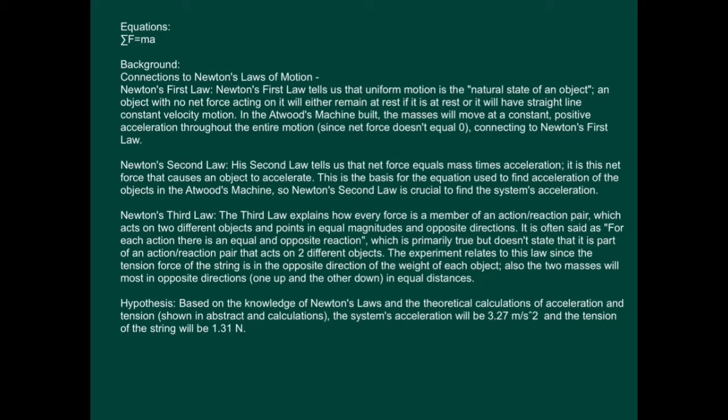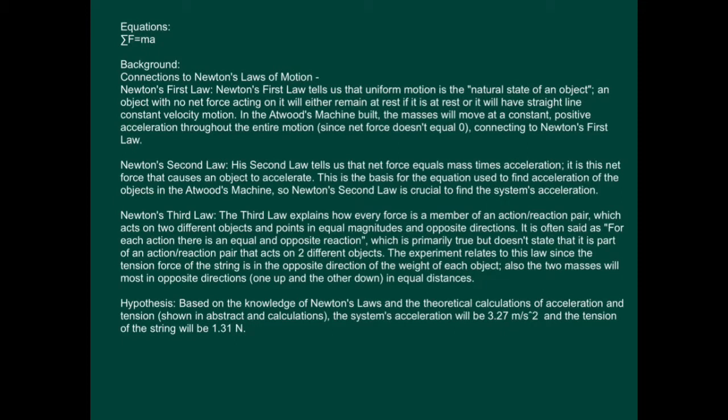Background. The equation used for the calculations and experiment was only one: the net force equals mass times acceleration, which is also Newton's second law. The connections to Newton's first law of motion, which is that uniform motion is the natural state of an object, essentially saying that an object with no net force acting on it will either remain at rest if it's already at rest, or travel in a straight line at constant velocity if it's already in motion.